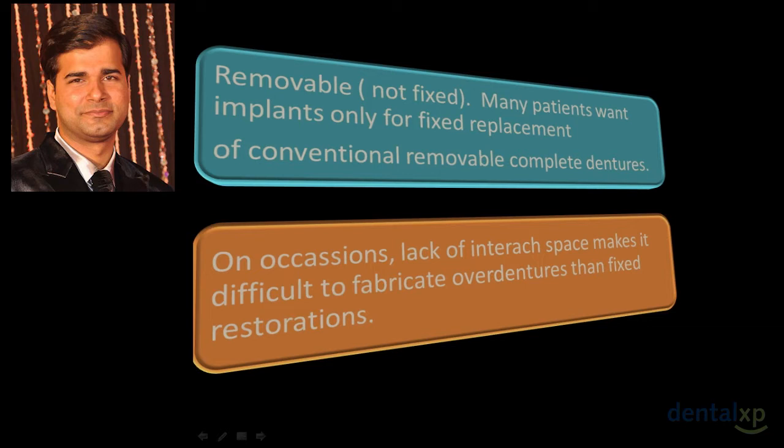Lack of interarch space makes an overdenture system more difficult, because when we need to have the bar components or the other attachment systems, we have to consider that we need space for the overlying acrylic and the denture teeth. Therefore, to begin with, it's important to understand what the interarch distance available is. If required, an osteoplasty may be done to increase the interarch space, or in those instances, a fixed restoration is indicated.